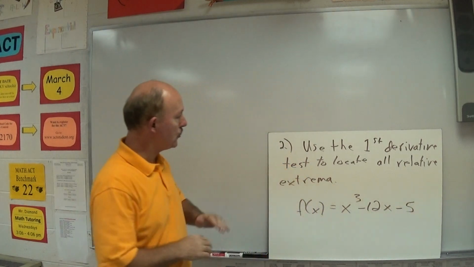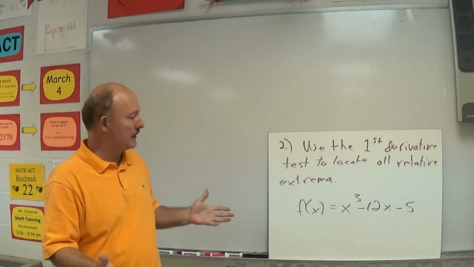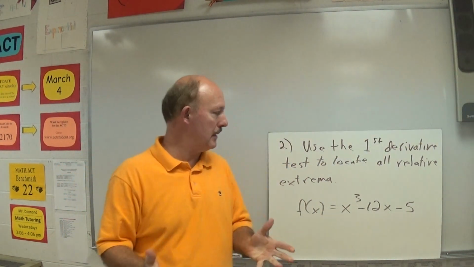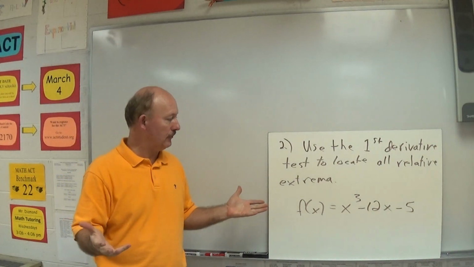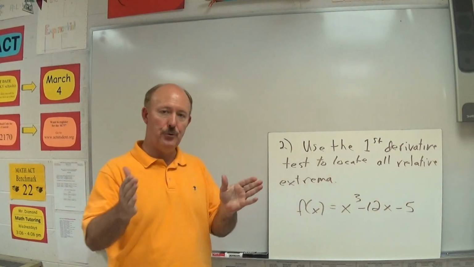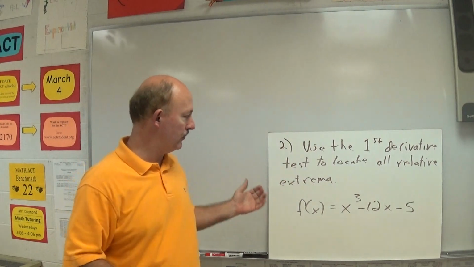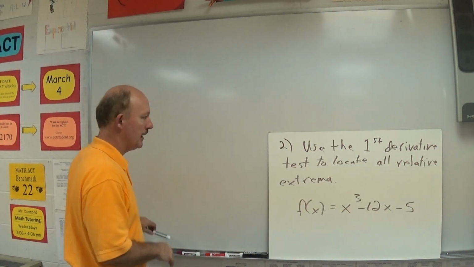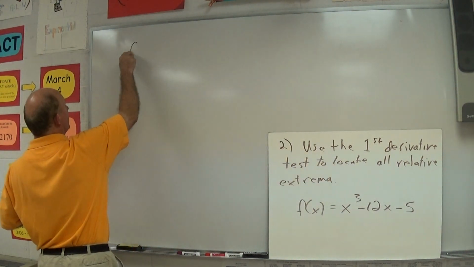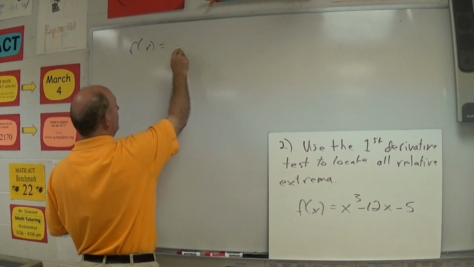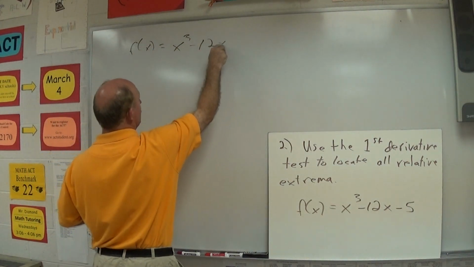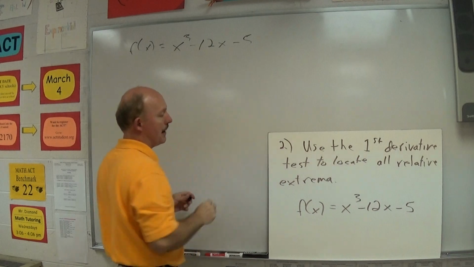It says to use the first derivative test to locate all relative extrema. Right, this would be on an open interval. So remember, it's not a closed interval. On a closed interval, you would have to check the endpoints, but this is an open interval. Now, our function, f of x is equal to x cubed minus 12x minus 5.